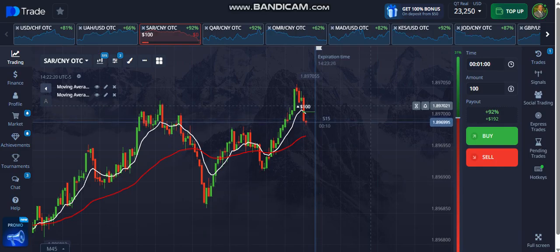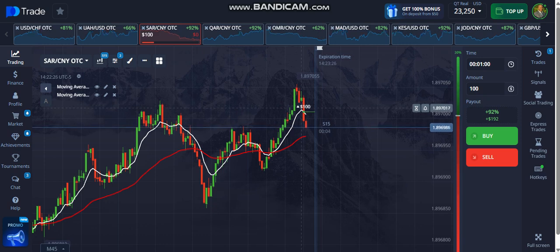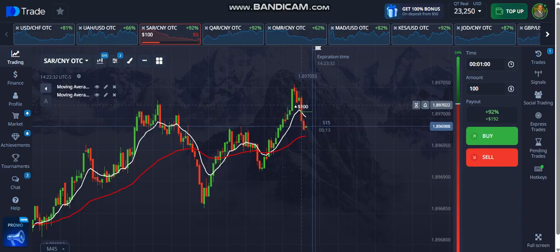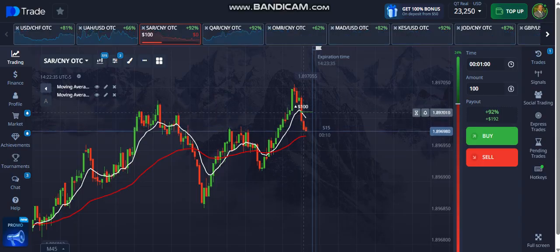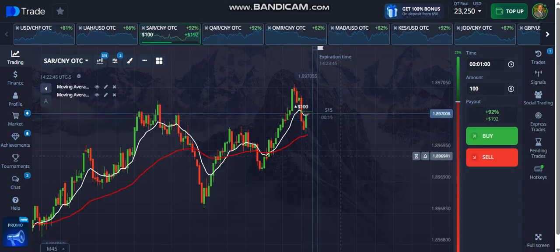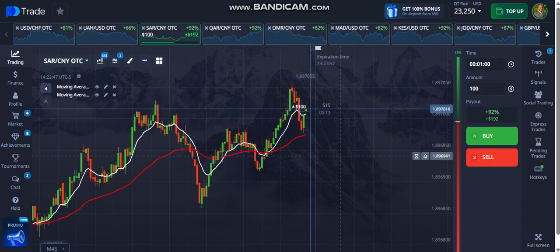Okay, so I'm back on the SAR CNY OTC pair, and I waited for the crossover initially and then waited for the retracement back to the 10 EMA line. And let's monitor this trade and see if the 10 EMA line is respected and we get that pushback.